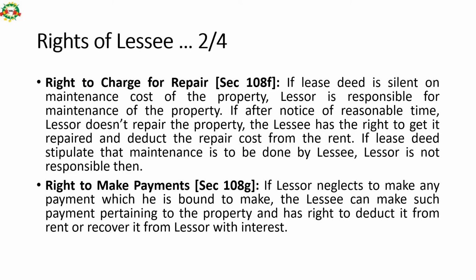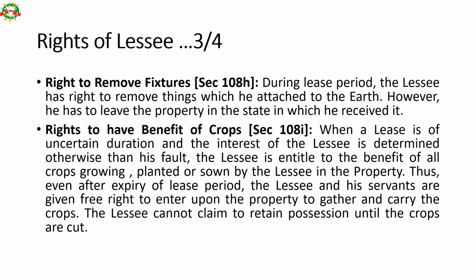Right to make payments. If the lessor neglects to make any payment which he is bound to make, the lessee can make such payment pertaining to the property and has the right to deduct it from the rent or recover it from the lessor. For example, property tax payment. The lessor has to pay. If some contradiction is not mentioned in the lease deed, then the tenant can pay the property tax and deduct it from the monthly rent.